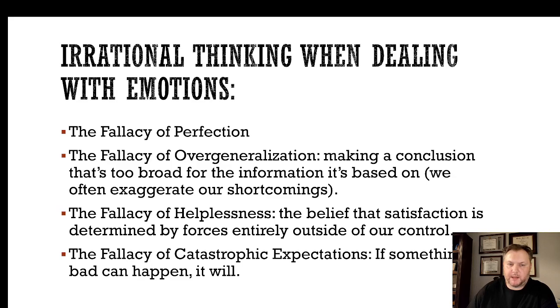Okay, so the fallacy of catastrophic expectations. This is basically the belief that if something can go wrong, it will. Like something bad always happens to me, right? This always doesn't work, that kind of stuff. This is very similar to the fallacy of overgeneralization. So the fallacy of catastrophic expectations is basically the worst case scenario always happens to me. The fallacy of overgeneralization is you basically make a conclusion that's way too broad. So you say this always happens every time. So it's not always the worst case scenario, but whatever scenario it is, it happens all the time, right?